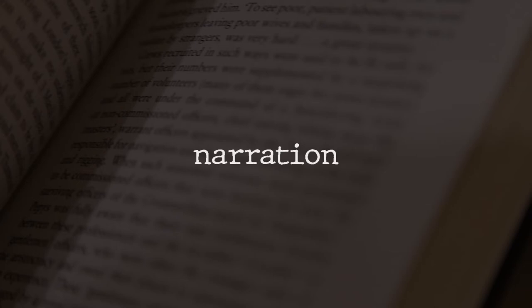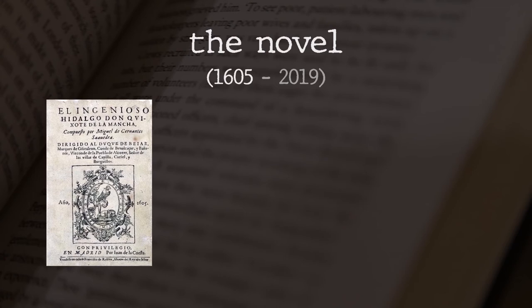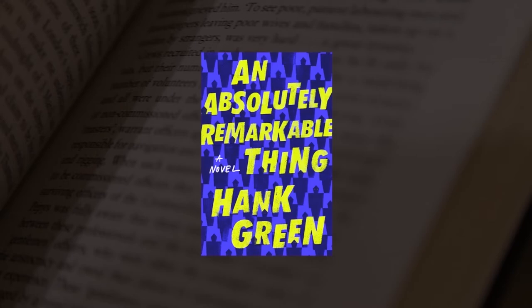The novel, though, has had a long history. The first modern novel, Don Quixote, was published in 1605, almost 500 years ago. So how did we get from here to here? To find out, we'll need to rewind a couple hundred years.